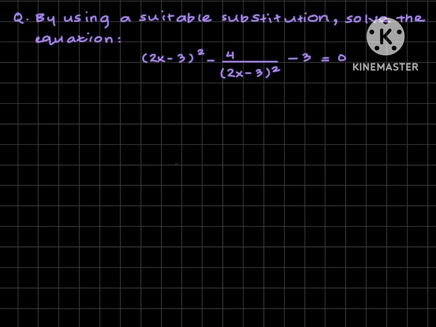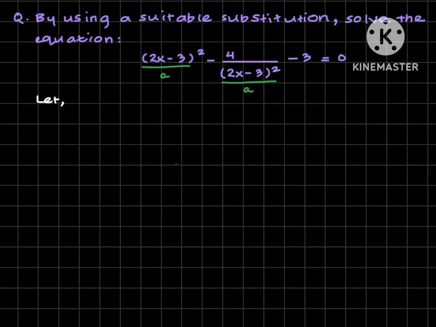By using a suitable substitution, solve the equation (2x - 3)² - 4/(2x - 3)² - 3 = 0. Whenever I have any question that requires us to solve using substitution, I always try and look for the most complex term first. So in this case, the most complex term in this equation is (2x - 3)². I'm going to go ahead and replace it with a variable.